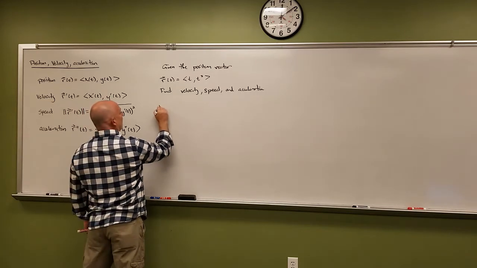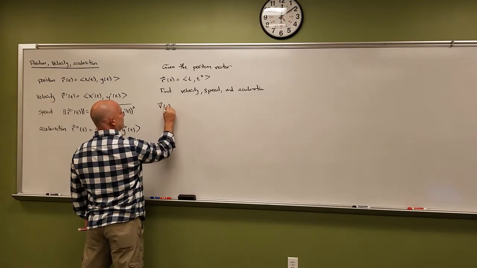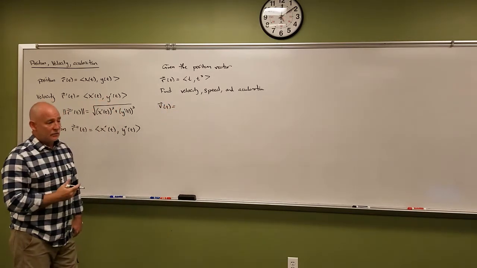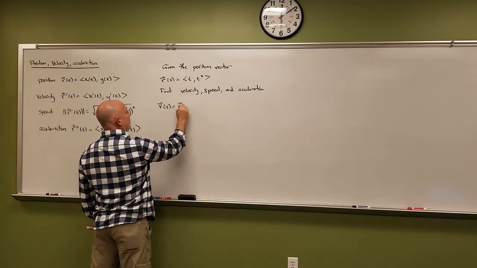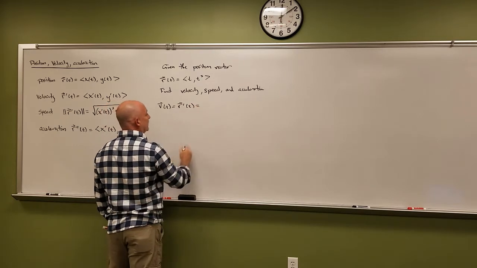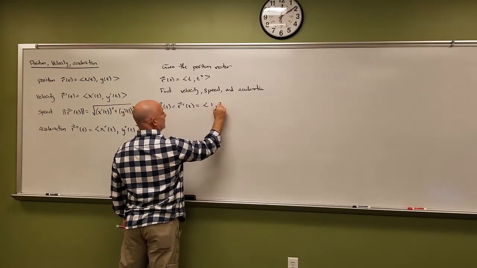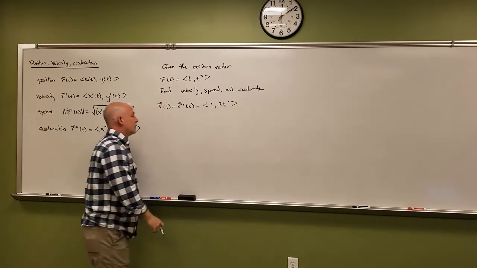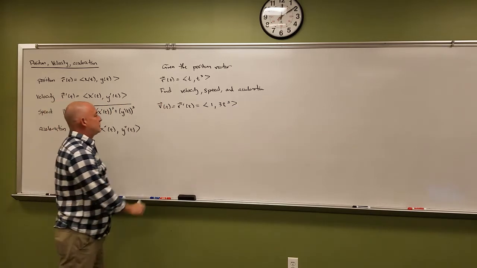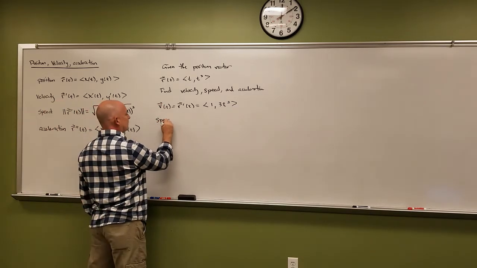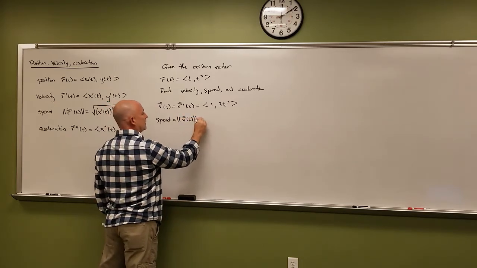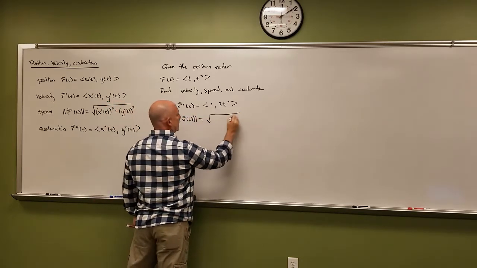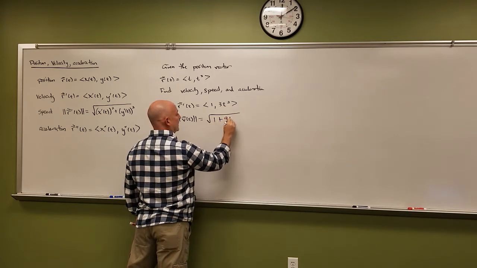So my velocity, which you may see some textbooks call v of t, which I'm going to adopt in our next problem anyway, so I'm going to go ahead and call it v of t. We know is going to be r prime of t. That's just going to be <1, 3t squared>. So your speed, which is the magnitude of the velocity, is going to be the square root of 1 plus 9t to the 4th.